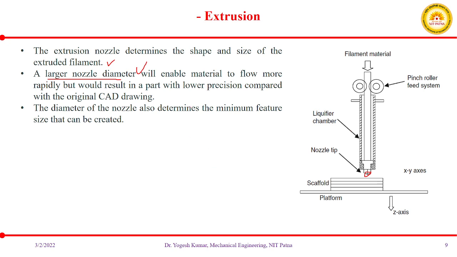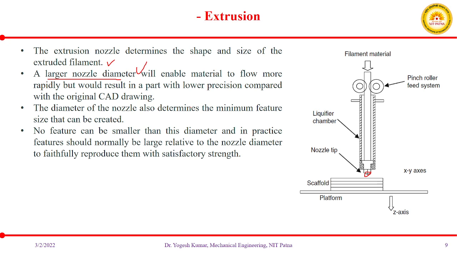The diameter of the nozzle also determines the minimum feature size that can be created using your additive manufacturing process. No feature can be smaller than this diameter. Obviously it is clear that you cannot create any feature smaller than your nozzle diameter. And in practice, the features should normally be large relative to your nozzle diameter to faithfully reproduce them with satisfactory strength.